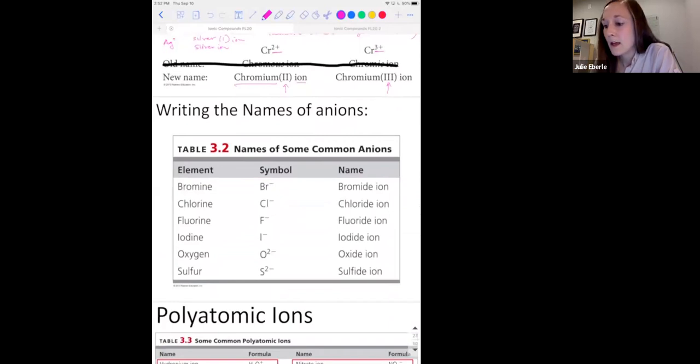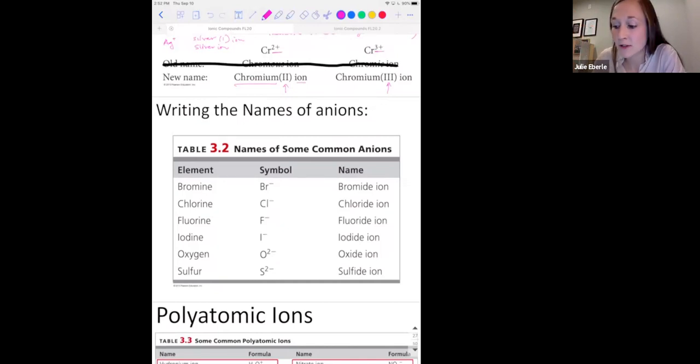All right. Naming anions. So naming anions is pretty straightforward and simple. Your anions are your nonmetals. Where do we find these on the periodic table? Some of y'all are like, okay, which side? It is on the right side. Thank you, Brendan. Right side of the periodic table is our nonmetals, and these are our anions.